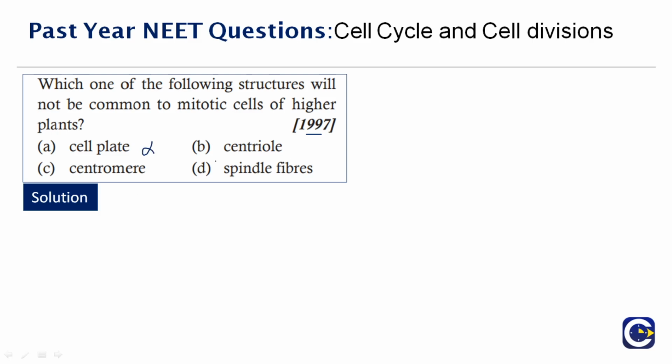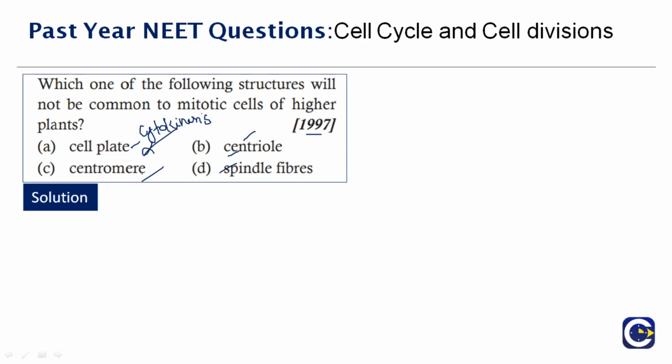centriole. Why? Which one of the following structures will not be common in the mitotic cells of higher plants? A plant has centromere, a plant has cell plate, a plant has spindle fibers. But plants do not have centrioles. Plant cells do not have centrioles. Cell plate appears during cytokinesis. You have to remember this. When does a cell plate come? During cytokinesis. Since plants do not have centrioles, the correct answer to this question is option B.